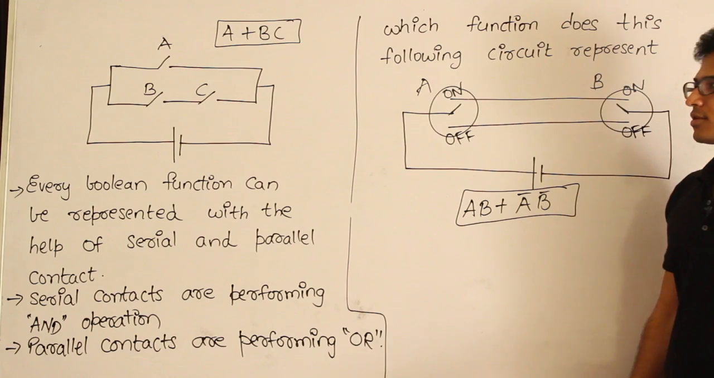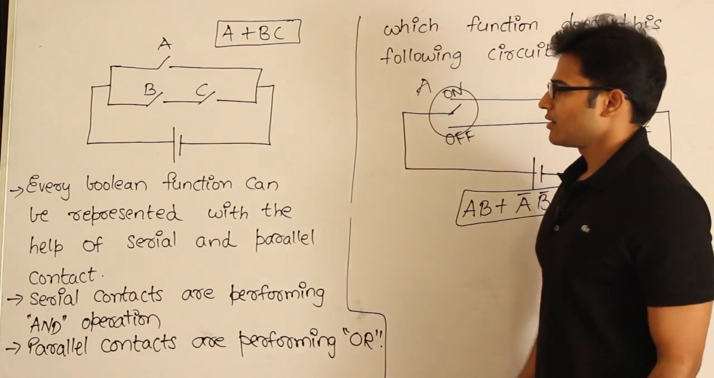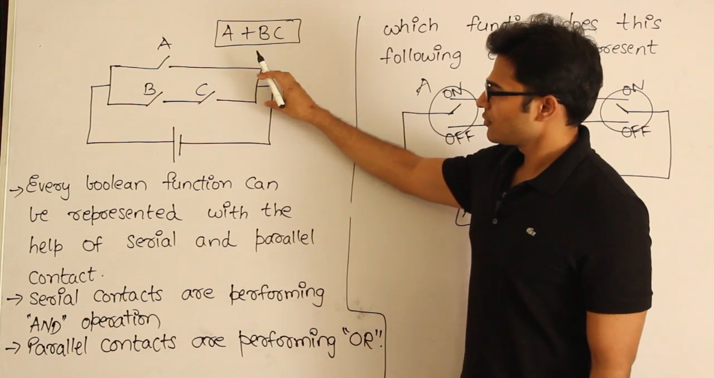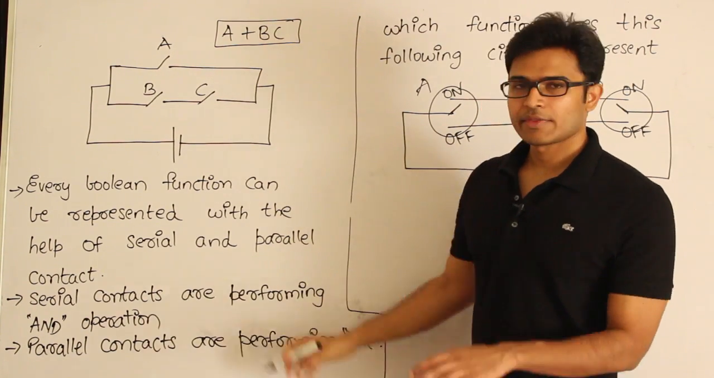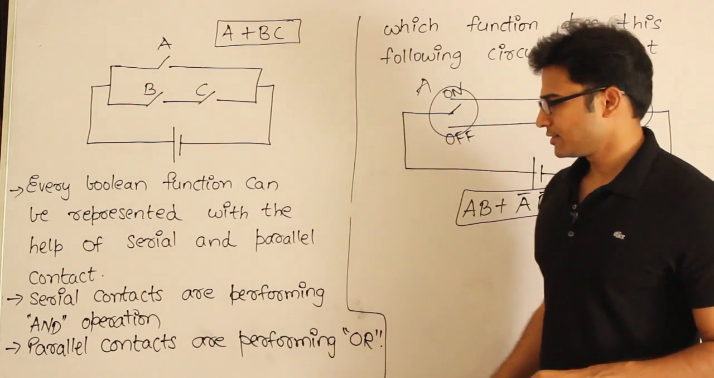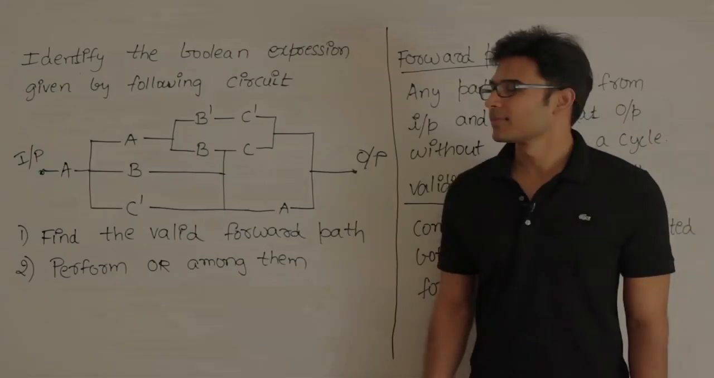Got it? So this is how we could represent it. Now let's see, if a complex contact circuit is given, how to convert the contact representation to the Boolean function. So let's see that.